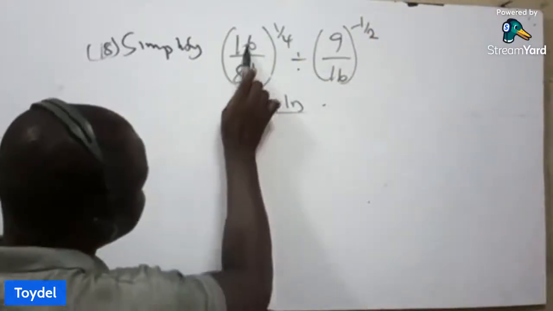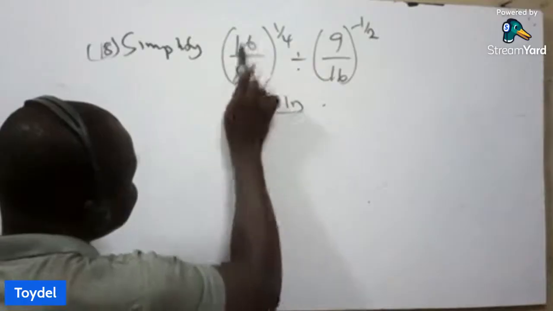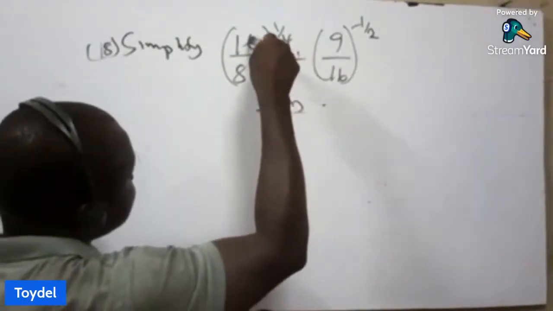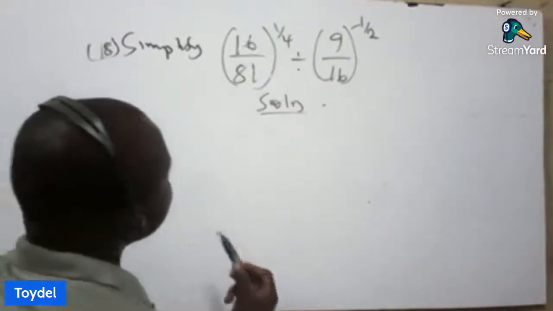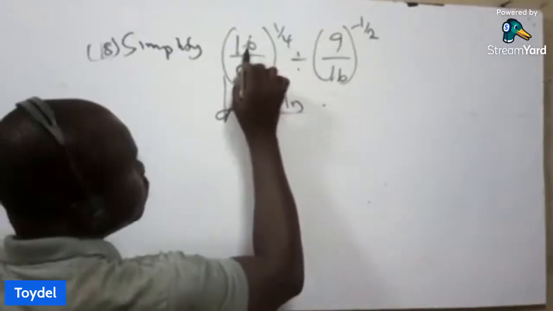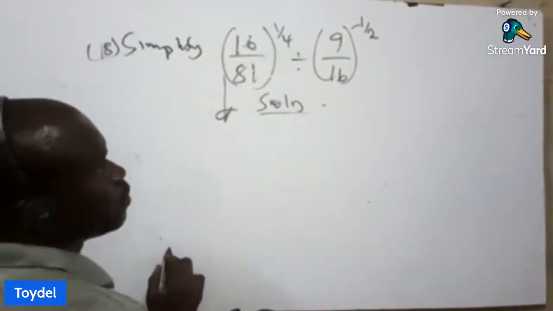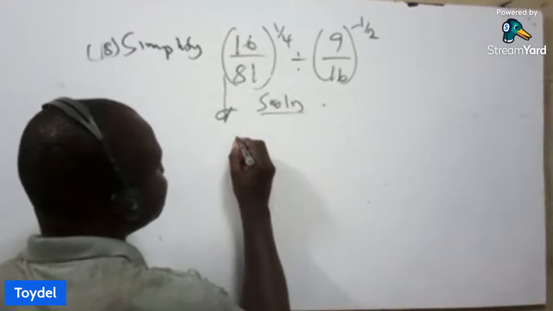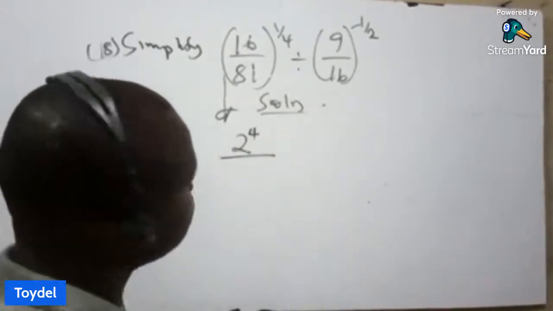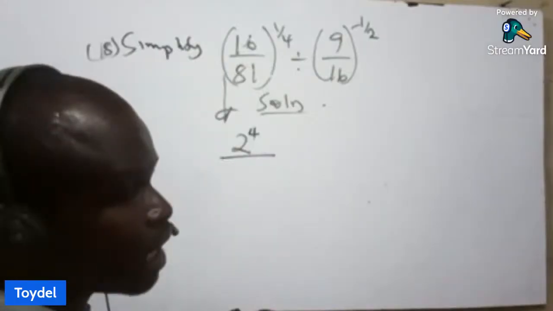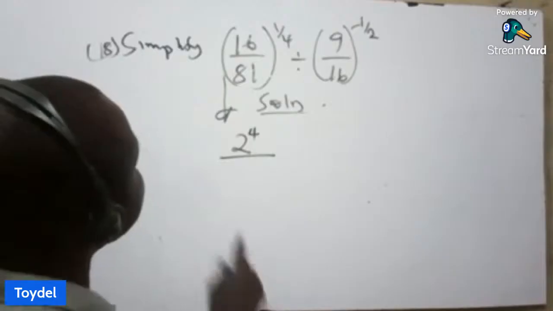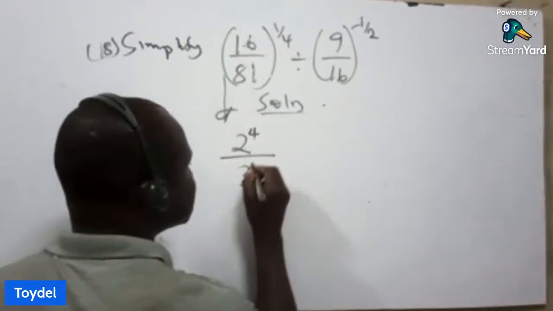So if I want to express this 16 and 81, I'm going to write it as an index of 4. That's what I'm going to do. Since it's raised by 4, I'll change 16 to 2 raised by 4, because 2 in 4 places is 16. So I'm going to have 2 raised by 4 divided by 81. 3 in 4 places is going to give us 81. 3 times 3 is 9. 9 times 3 is 27. 27 times 3 is 81. So instead of 81 now, I'm going to change this to 3 raised by 4.